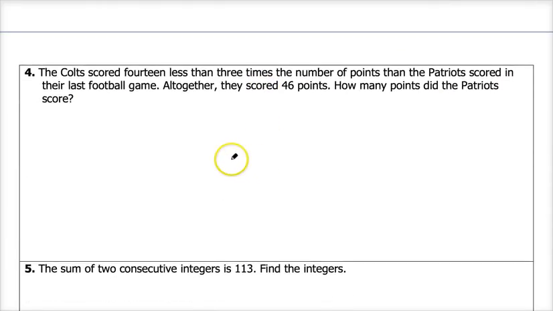Okay, number 4. This one says that the Colts scored 14 less than 3 times the number of points than the Patriots scored in their last football game. Altogether, they scored 46 points, and how many points did the Patriots score? So we're going to set up the problem similarly to the last one. The question's asking how many points did the Patriots score? So that's going to be my first let statement.